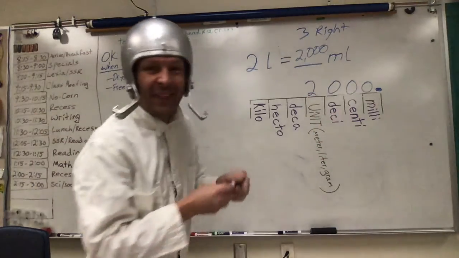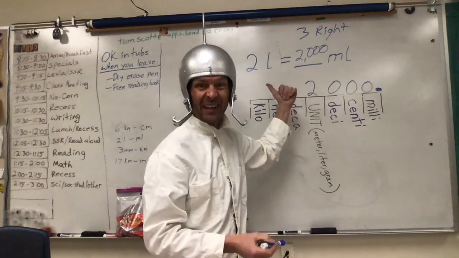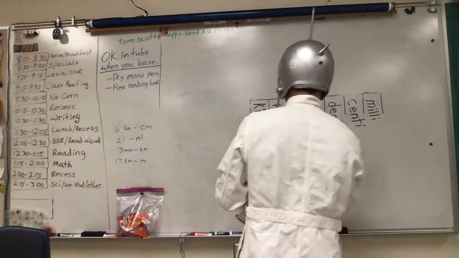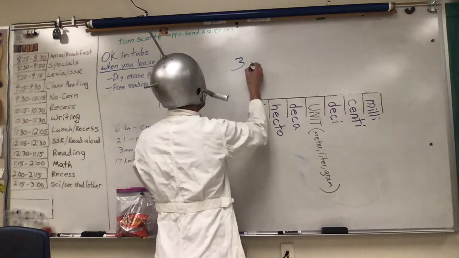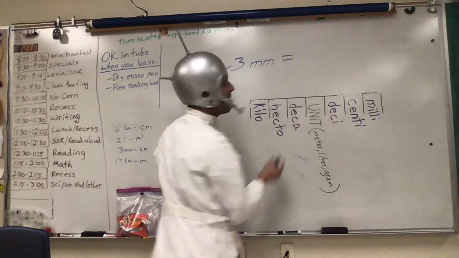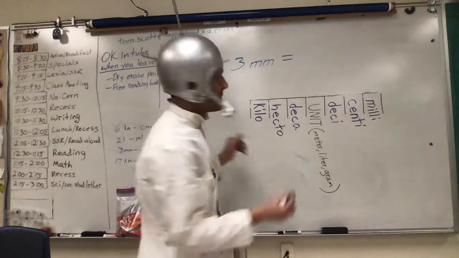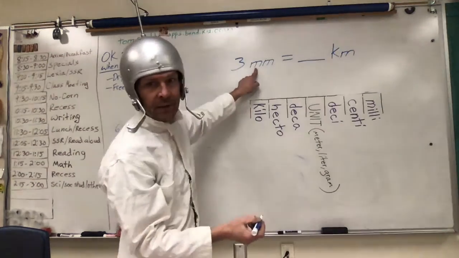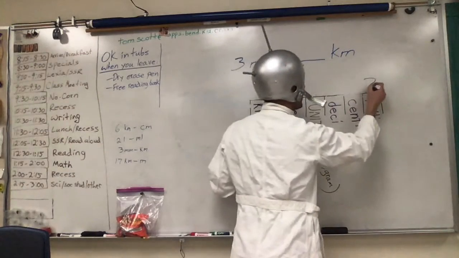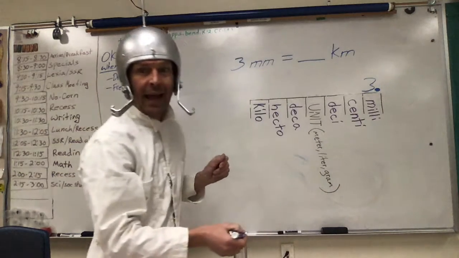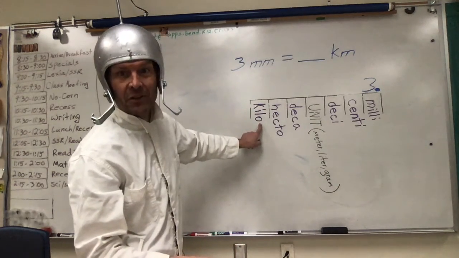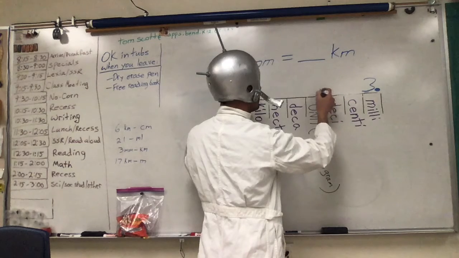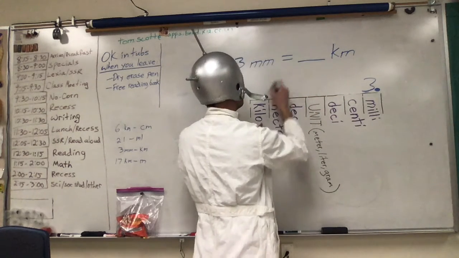There you go. The neat thing about this is it also can go this way. Let me show you. We'll take 3 millimeters and let's convert that. Let's get crazy. Let's convert it to kilometers. Equals how many kilometers? So we've got 3 millimeters. I've got to go to the milli slot. 3 millimeters. And I've got to bring it all the way over to the kilometers. So let me start skipping it over. 1, 2, 3, 4, 5, 6. Wow, I'm going to go 6 to the left.